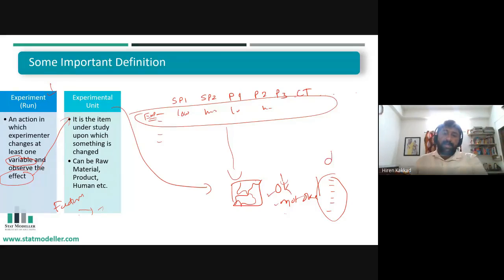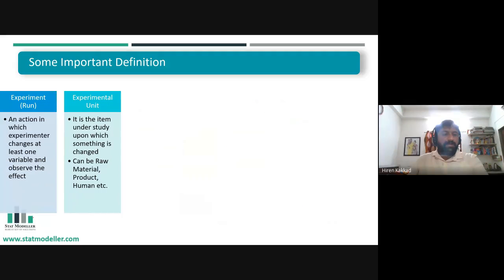So we can measure the DPU, defects per unit. In this, let's say two defects are there. The second experiment we run, and then we have obtained some of these things, and we have observed some of the DPUs and all. So that is the experimental unit in this experiment.